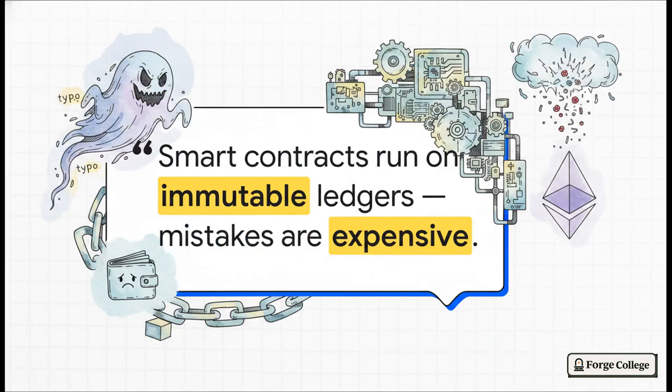And why do we need such a strict bouncer? Well, because of this fundamental truth. Smart contracts run on immutable ledgers, meaning mistakes are expensive. Remember, folks, smart contracts are permanent. If you push a typo to mainnet, yikes, it's there forever, haunting your wallet for all eternity. Which is exactly why we build this CI machine in the first place, so that your expensive mistakes happen safely in a disposable cloud environment, not on Ethereum.